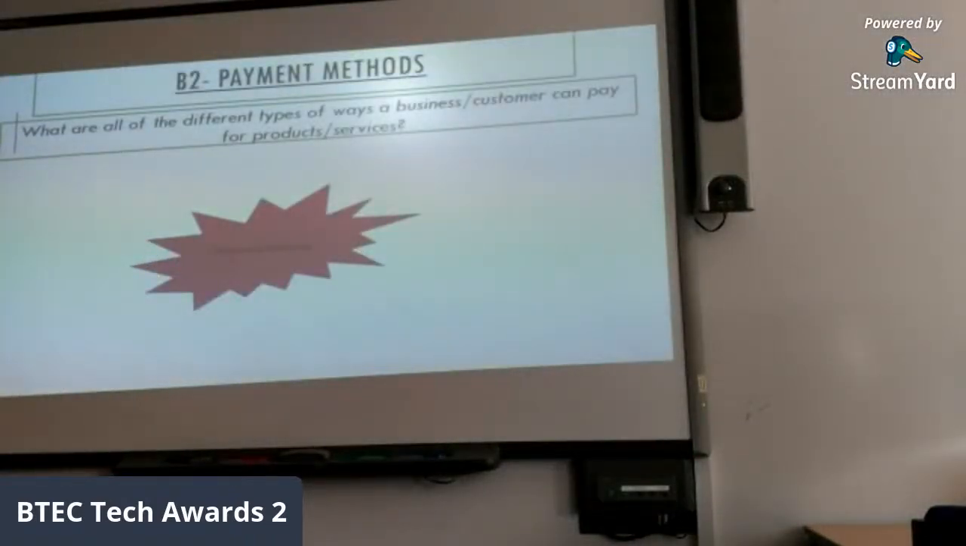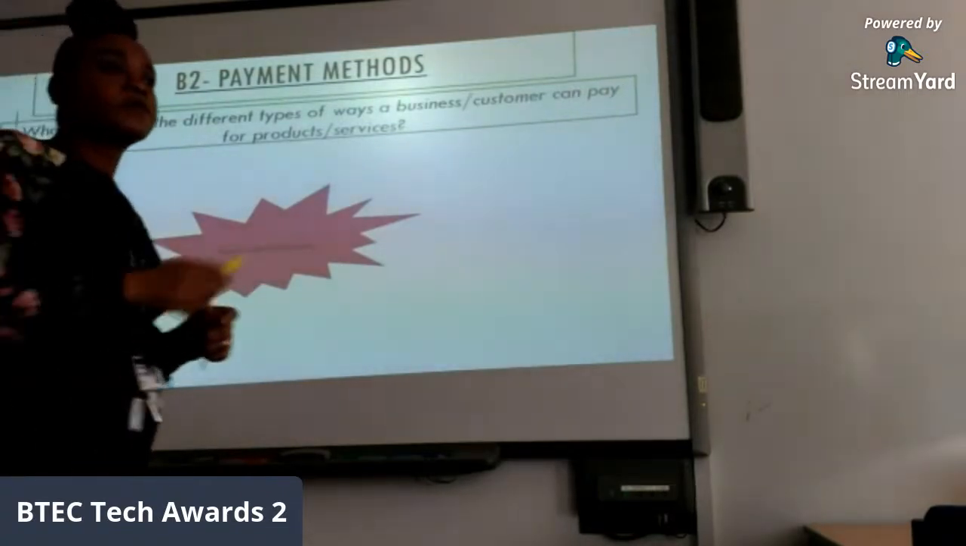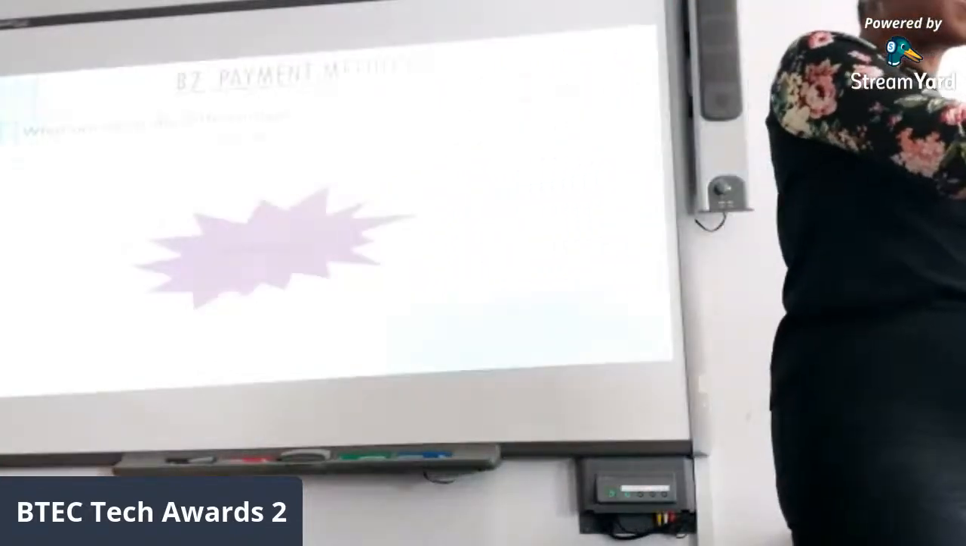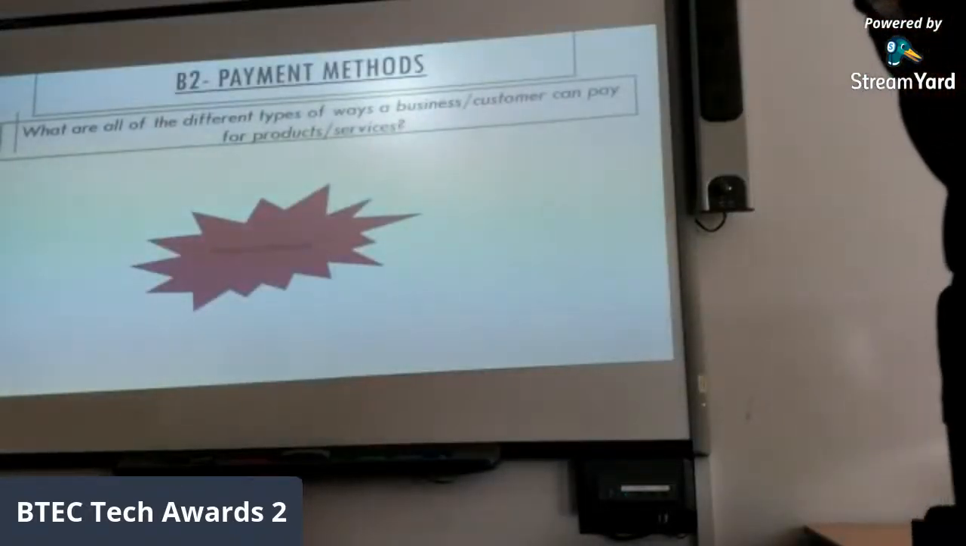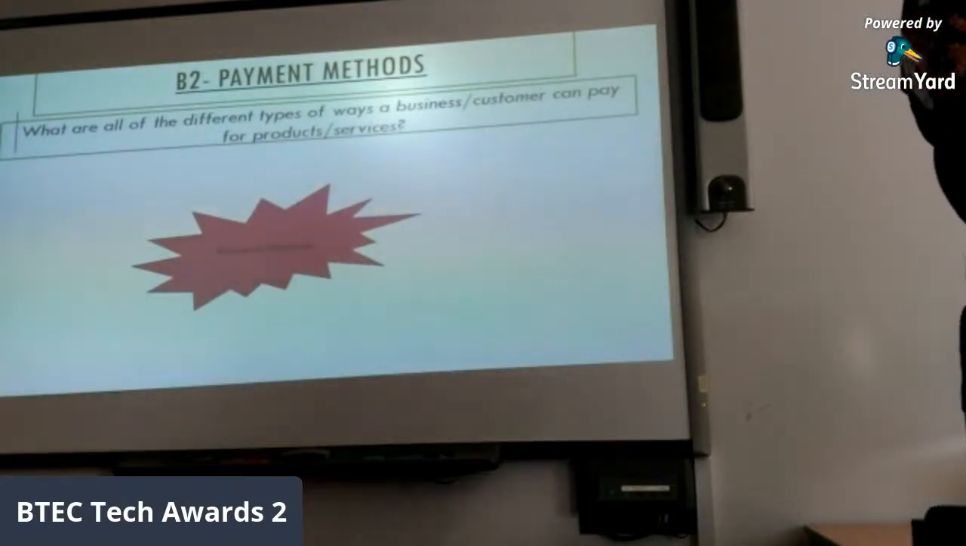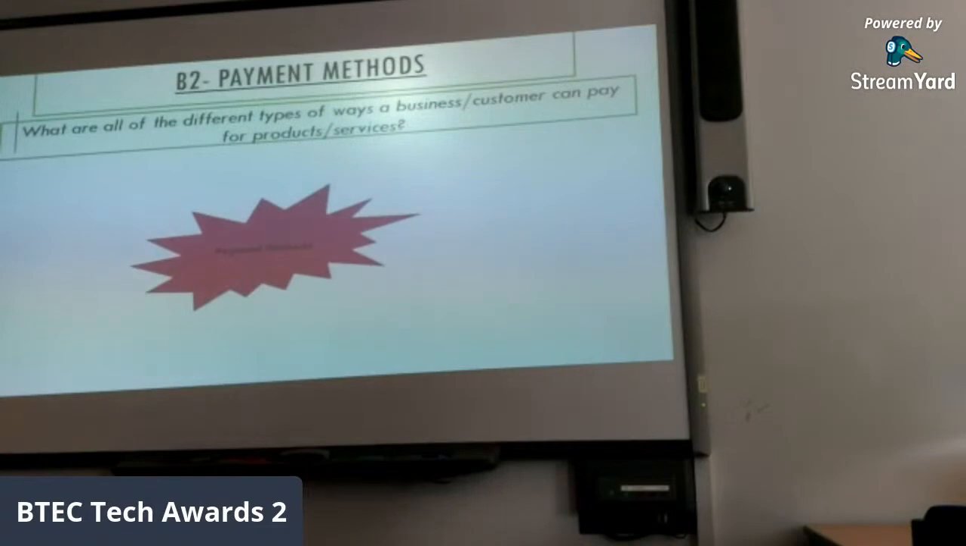Payment method. Can you think of some payment method that you use every day? You use it on a regular basis. Cash. Awesome. A card. Card payments. Debit card, yes. You can also use checks.